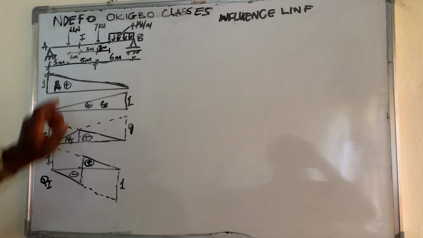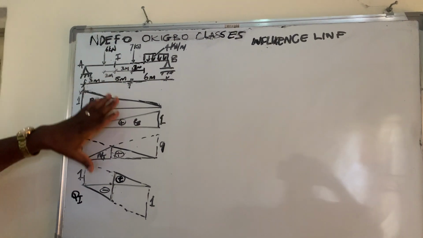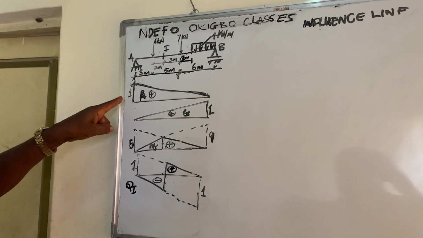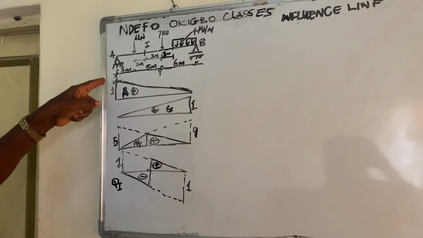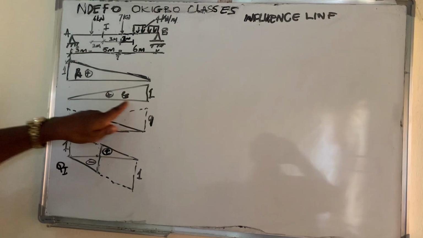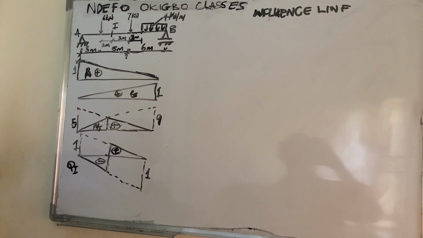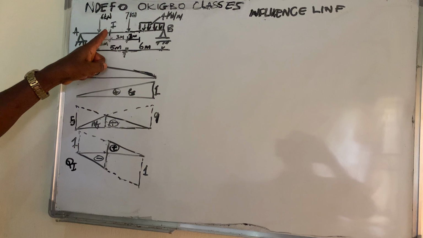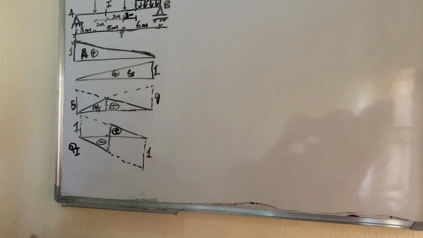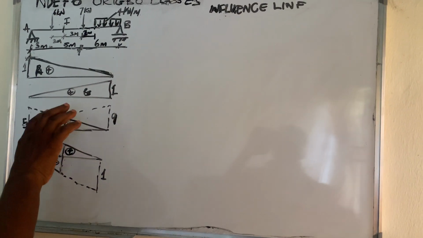For this beam, we're also going to get the bending moment at this point I. I have already produced the influence line for reaction A. Look at it with 1 at point A. At point A, the maximum value is 1. Then the influence line for reaction B with 1 at point B. The bending moment influence line at point I is not really the maximum, because the dotted line is not, but it will help in getting the influence line.